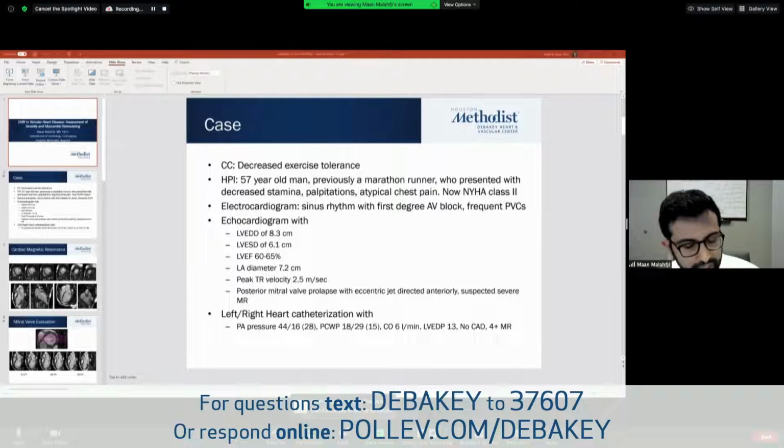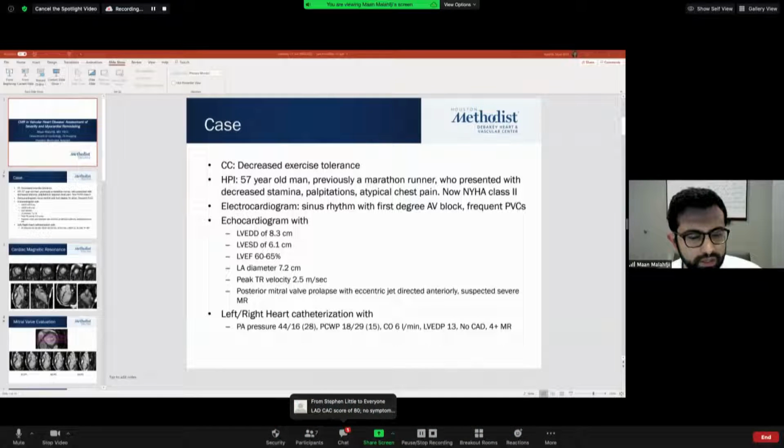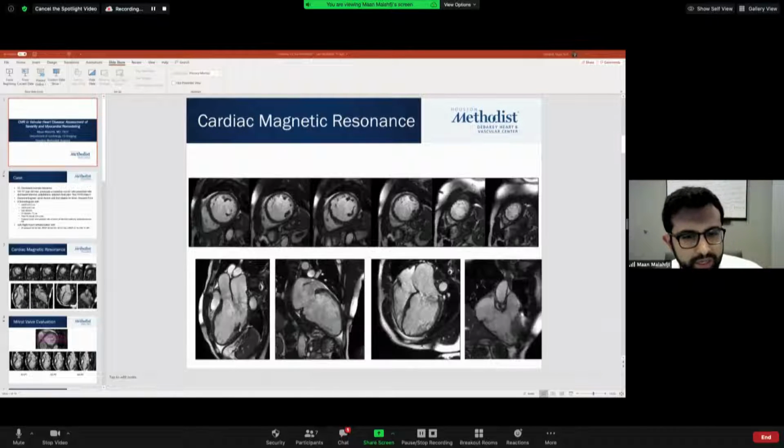The patient underwent a heart catheterization that showed a mean PA pressure slightly elevated at 28, an elevated wedge pressure with an elevated V wave, a cardiac output of 6, an ADP of 13, no coronary disease, and 4+ MR. He was later referred here for potential surgical intervention, and he underwent a cardiac MRI for further evaluation. We begin the MRI by obtaining cine images throughout the LV. We begin with a short axis stack that covers the entire ventricle, and then we obtain classic standard views, 3-chamber, 2-chamber, as well as 4-chamber views.